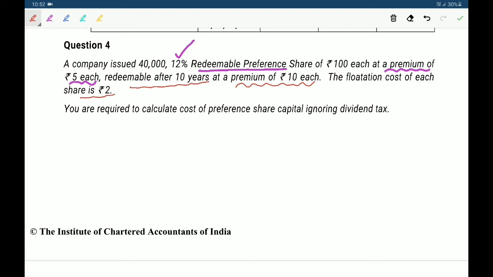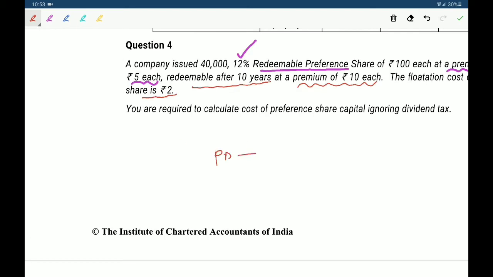What is the formula for redeemable preference shares? Preference dividend plus redemption value minus net proceeds by n, that means how many years, by redemption value plus net proceeds by 2. This is the formula for cost of preference shares.